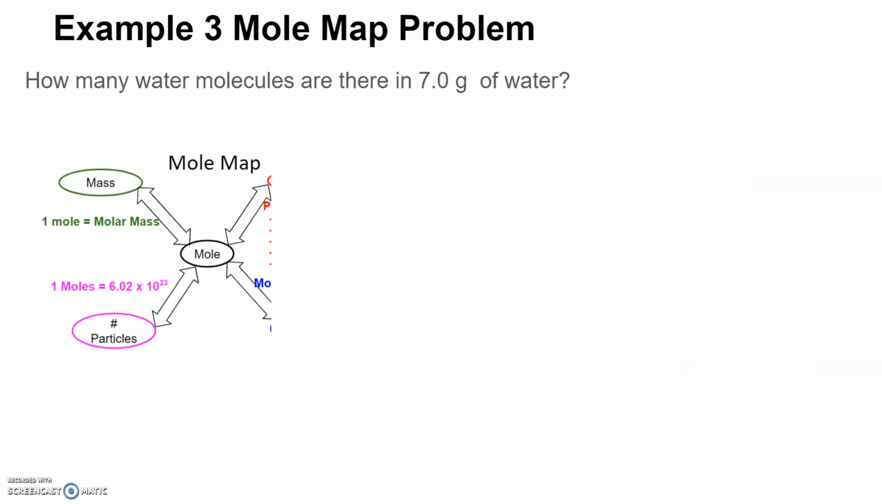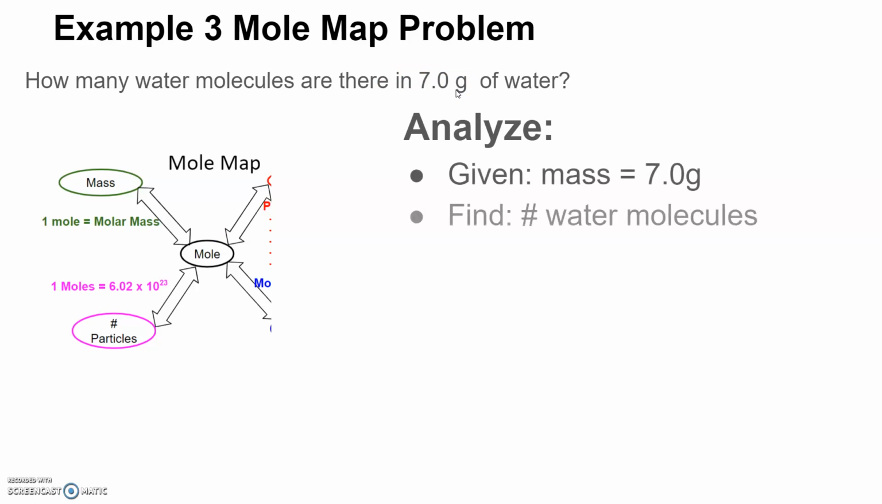Let's look at one last example. How many water molecules are there in 7.0 grams of water? So in this case, I'm starting with 7.0 grams of water. That's my given. And I'm trying to find the number of water molecules. This one's a little bit trickier. So I'm at 7.0 grams of water. I'm trying to get to the number of water molecules.